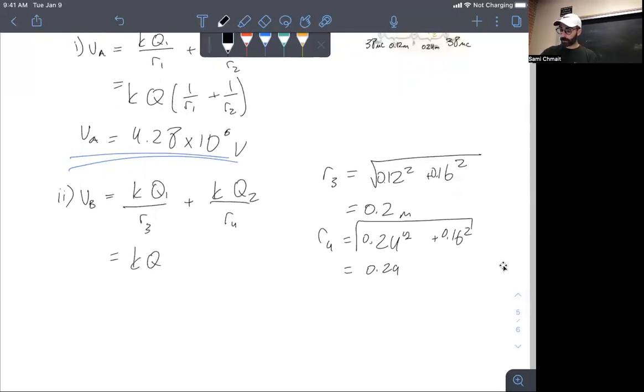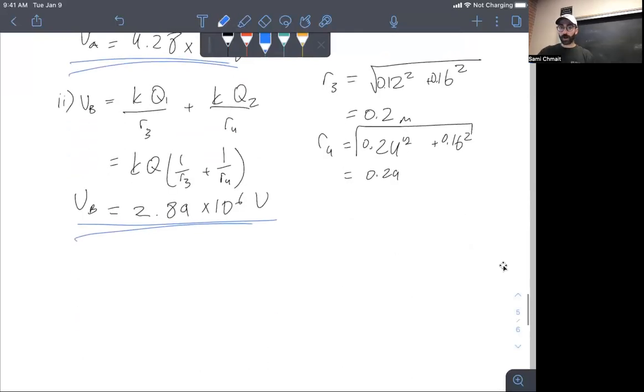We now follow the same principles here. Again, K Q times 1 over R3 plus 1 over R4. Plug everything in, and what you're going to get is 2.89 times 10 to the 6. So it drops, as expected. It's further away at that point. So now we have what VB is.